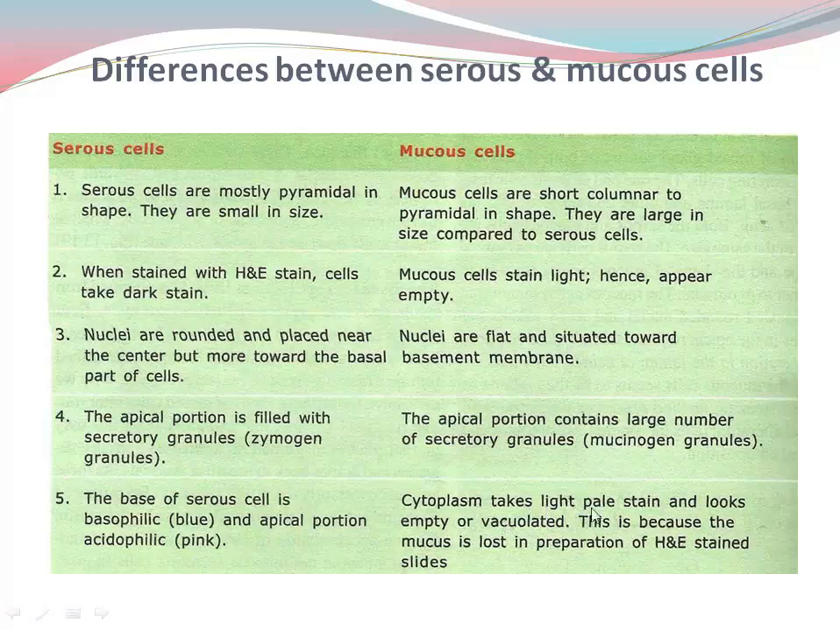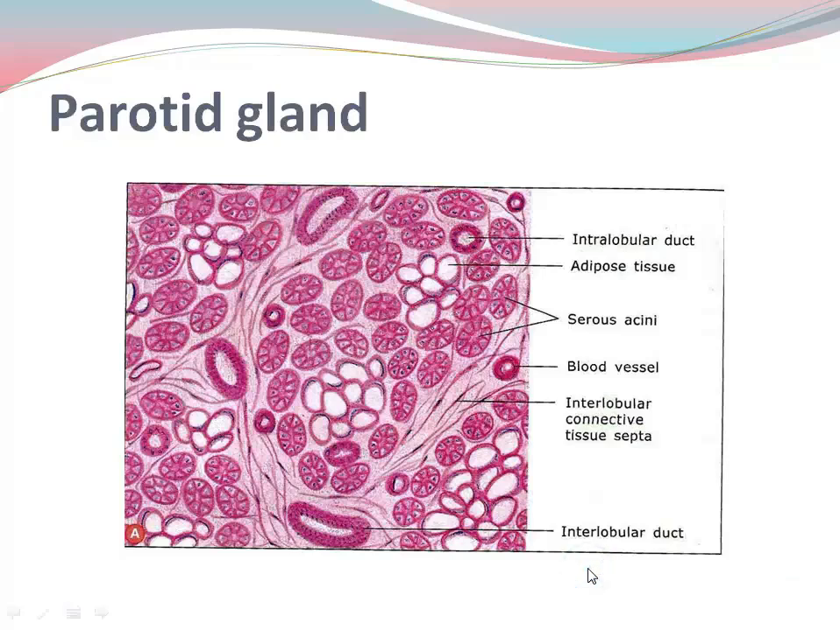Here the cytoplasm takes a light pale stain and looks empty or vacuolated. This is because the mucus is lost in the preparation of the hematoxylin stained slide. During microtomy, when we prepare the slide, much of this mucus gets dissolved, and so it forms an empty space, and so that cell doesn't get the eosin and hematoxylin stain. But here the serous secretion doesn't get dissolved and it gets a good stain. Okay, so here is a parotid gland.